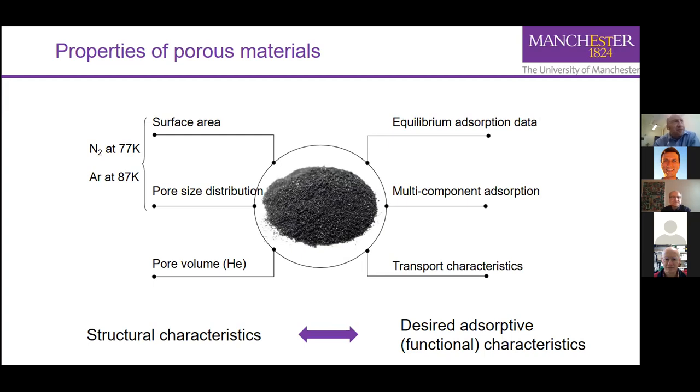So when you synthesize a porous material, you want to somehow say something about it. You basically take it to the lab and you perform some experiments such as nitrogen or argon sorption experiments, which, provided some theories, can tell you something about the surface area of the material, pore size distribution, possibly the pore volume can also be obtained from here. And all of these are structural characteristics. And then of course, using some other adsorption measurements, you may try to obtain equilibrium adsorption data, multi-component adsorption, some transport characteristics in this material, all of this influencing how this material is going to perform in the real application.